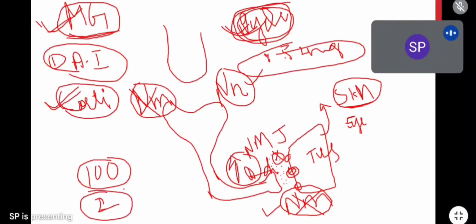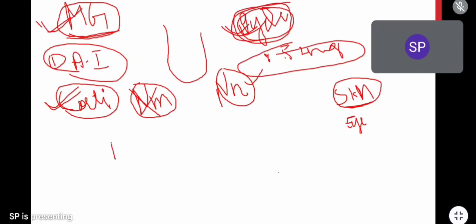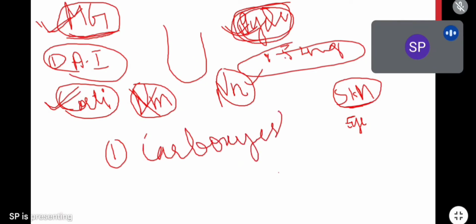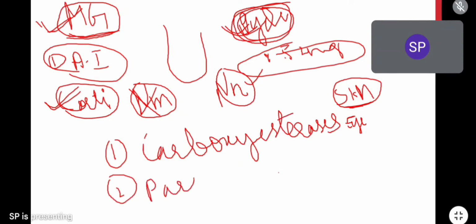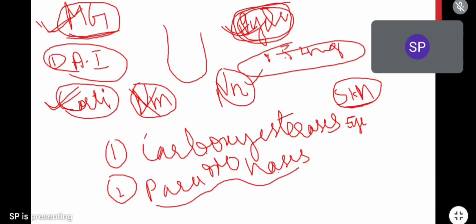In liver we have cytochrome P450 enzymes, right? In liver we have cytochrome P450 enzymes, and in that we have two kinds. The first one is carboxyesterases, esterases, and the second one we have paraoxonases. Paraoxonases. समझ गए? So these are the two types of enzymes which will metabolize physostigmine and pyridostigmine and neostigmine in the liver.